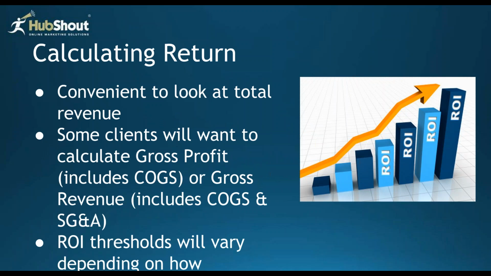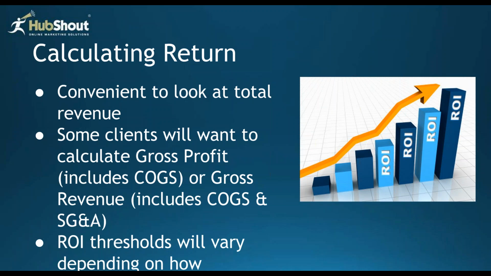So for marketers, it's usually convenient to look at the total revenue as the return. But if you get into an organization, and especially with the business owner who understands that they have costs associated with that, they have to pay people, they have to buy a product to put into someone's house, if it's a heater or an air conditioning unit, whatever it might be. So some people will want to get into cost of goods sold, and will want to talk about gross profit. Sometimes people want to talk about gross revenue, which would be cost of goods sold plus your sales, general and administrative expenses. So really, it doesn't matter which one you look at, because typically you just set your ROI threshold based on that.